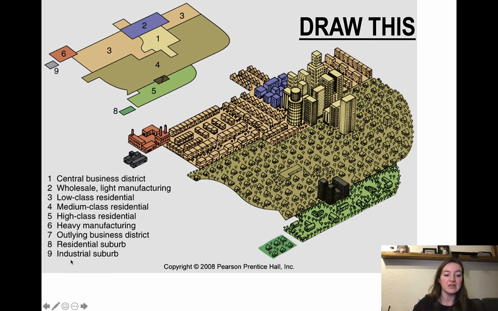And then we have the industrial suburb, and that's number 9 over here. It's not a suburb as in a residential area. Don't confuse this. This is where we have industry just outside of the city. So it is developing a bit outside, whatever that varying length or distance is.